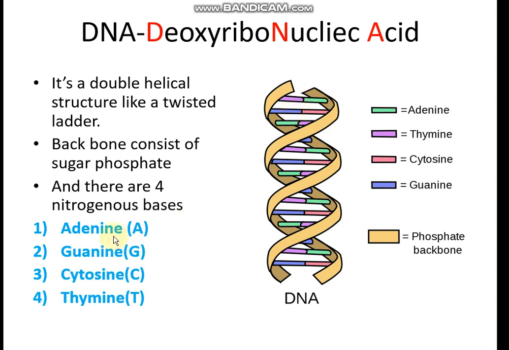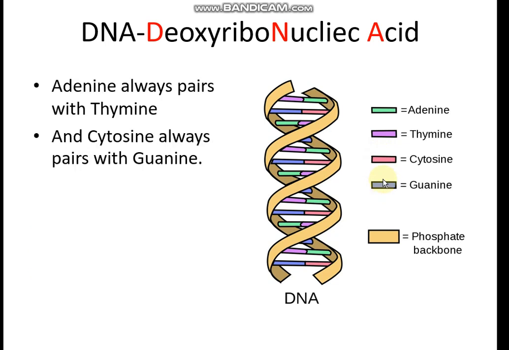These 4 bases are adenine, represented by A, guanine by G, cytosine represented by C, and thymine represented by T. One very important thing is that adenine always pairs with thymine and guanine always pairs with cytosine. Here you can see that the green color is with purple in the diagram. Why? Because adenine always pairs with thymine and guanine always pairs with cytosine. Here you can see from this diagram as well.